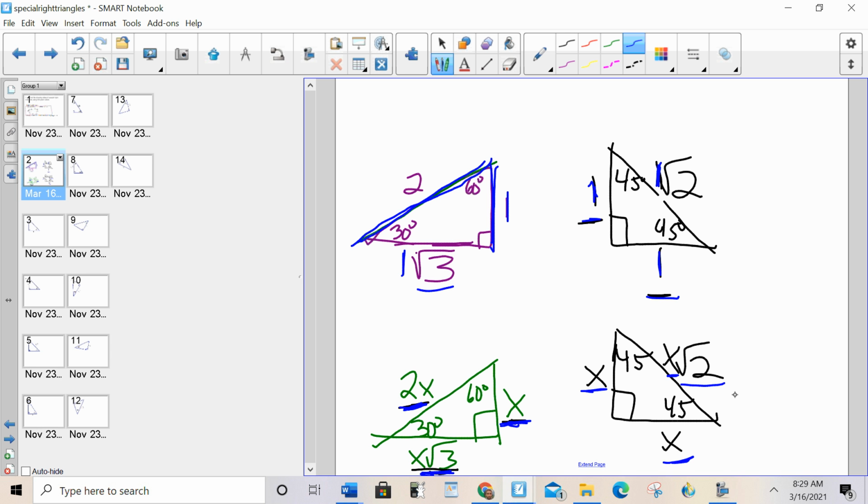So the key understanding here is if you see a right triangle with a 30, 45, or 60, you're supposed to use these special right triangle ratios. And once you know one side, you have all three.